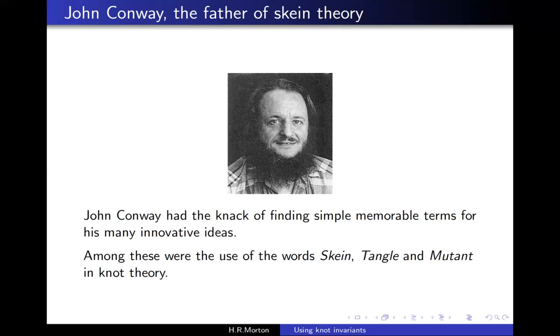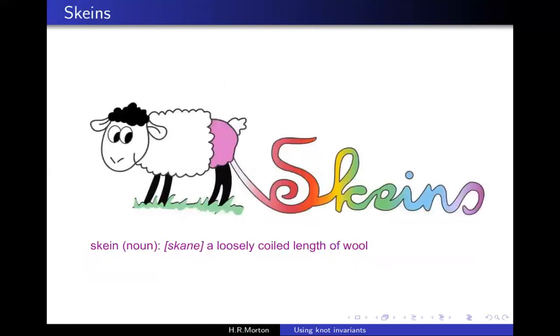He had a particularly good knack of finding memorable terms for lots of his innovative ideas. Tangles, I've talked about, mutants, I've talked about, these are Conway's terms, and skein. Skein, of course, goes back to knitting and knitting wool. My grandmother used to have skeins of wool that she wrapped up into balls. So there is a skein, but figuratively, it's also bits of things that get rather tangled up.